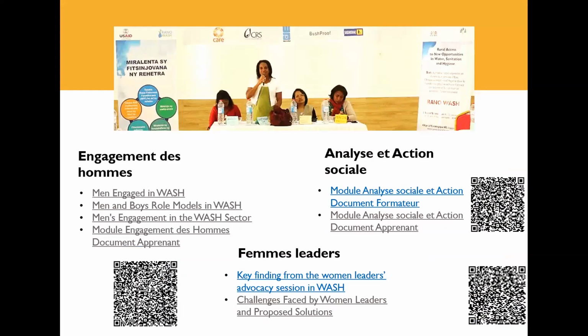On this slide, we have three approaches: transformative approaches, the engagement, the social action analysis, and women leaders. So these tools were used during the implementation of the projects, and particularly the tools presented here, the training modules on social analysis and action.